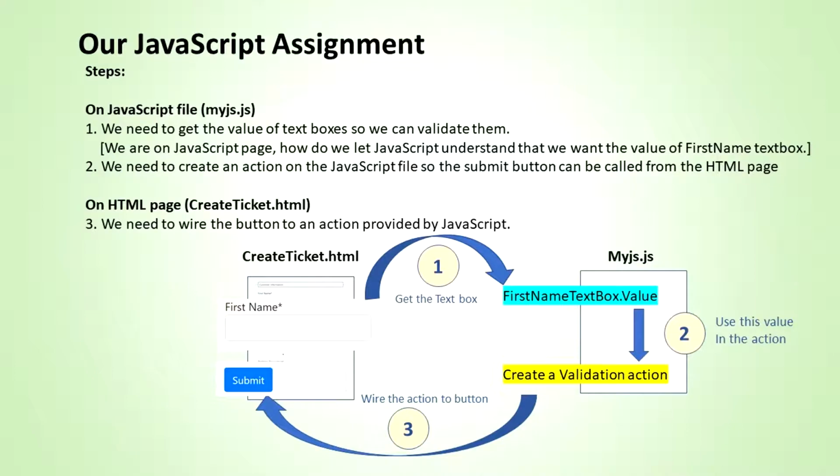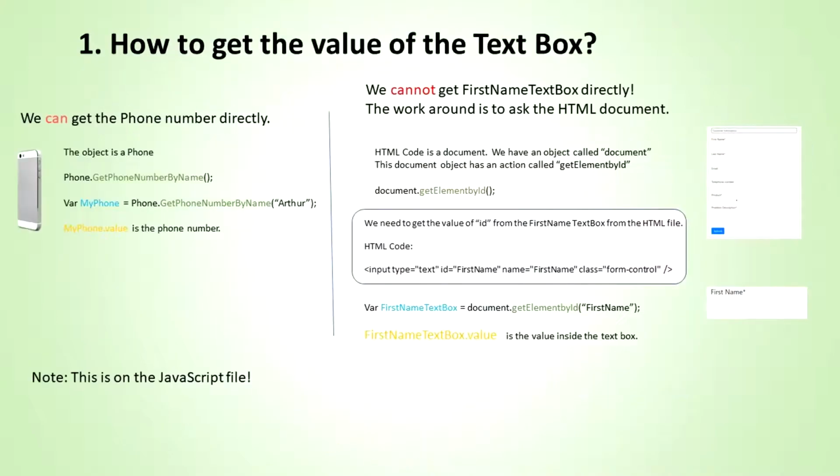Okay, so we just created the new JavaScript file, and we need these 3 steps to complete our assignment. But there are 2 things we needed to do on the JavaScript file. In order to do the validation for the text boxes, we need to get the value of text box in order to determine whether it's empty or filled by the user.